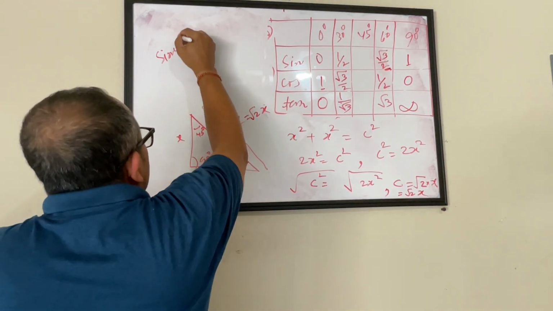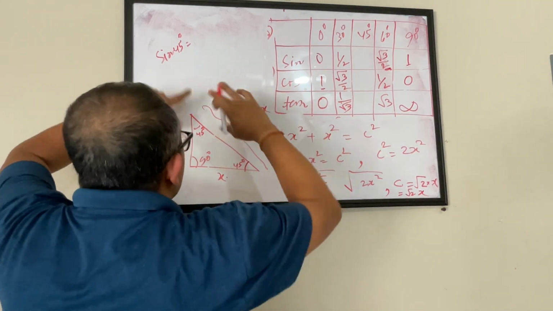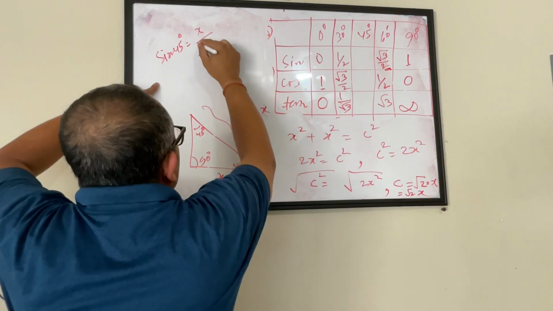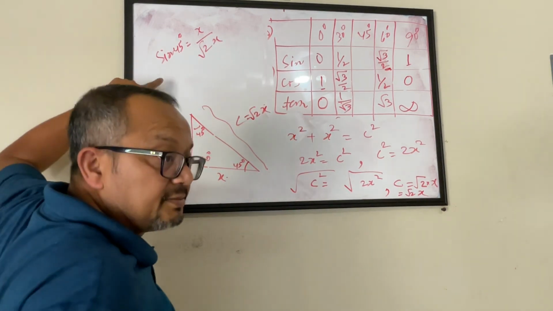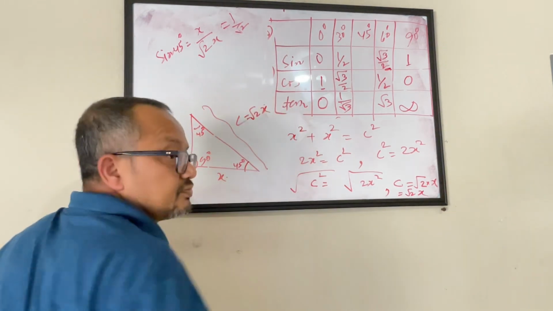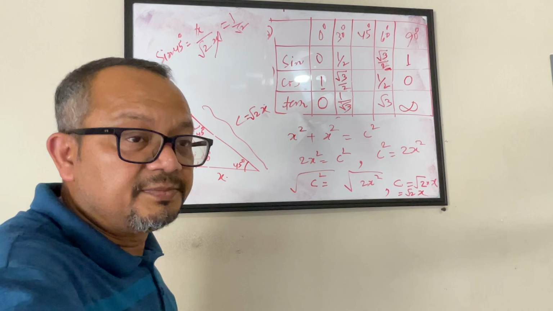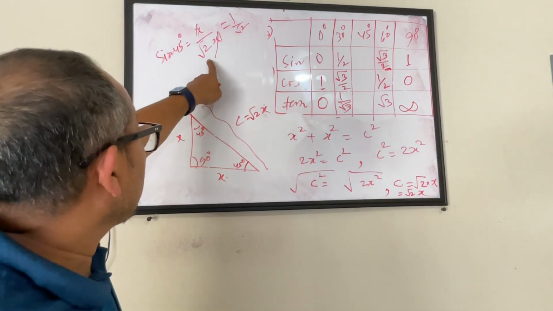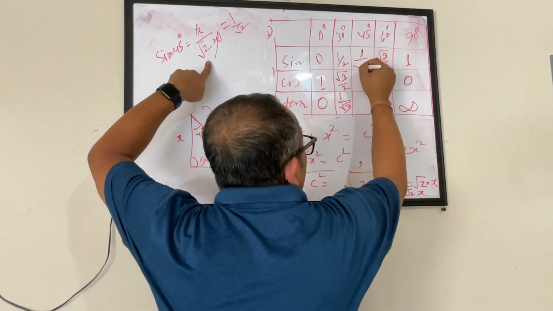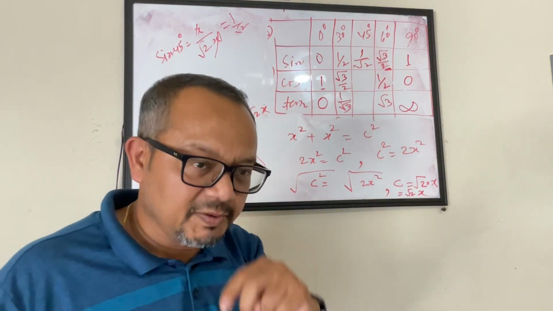Sine 45 degrees will be equal to the side opposite to that divided by the hypotenuse. So the side opposite to that is x by the hypotenuse. What did we get? 1 by root 2. This and this get cancelled out. So we got sine of 45 degrees equal to 1 by root 2. Everybody with me?